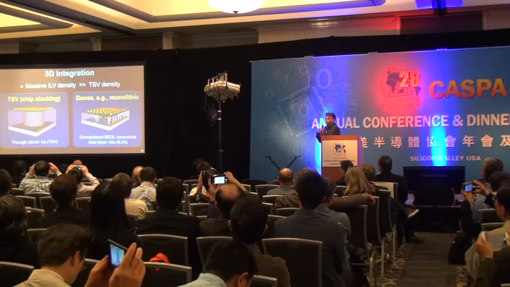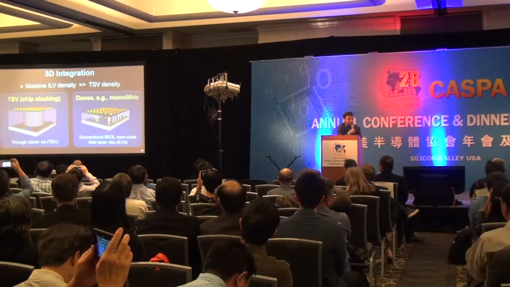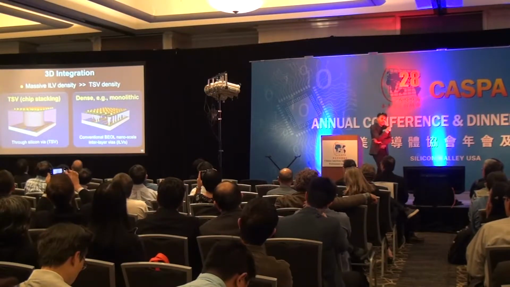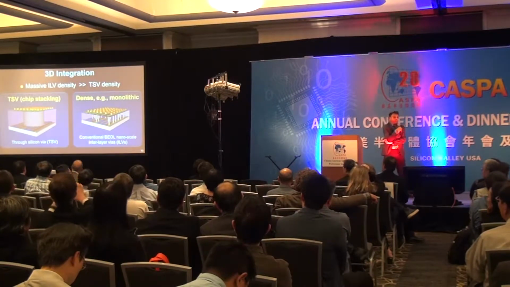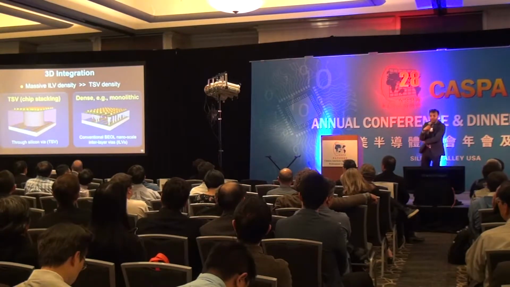And when we started this presentation, I promised 1000x. So what is the path to 1000x? And that's where three-dimensional integration comes into play. So how does three-dimensional integration happen today? That's by mostly chip stacking, using through-silicon vias.